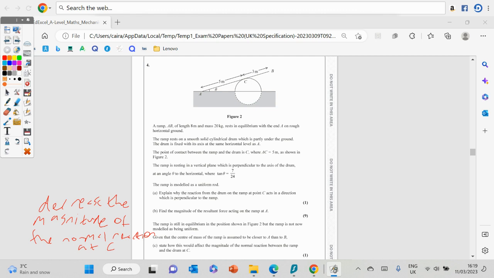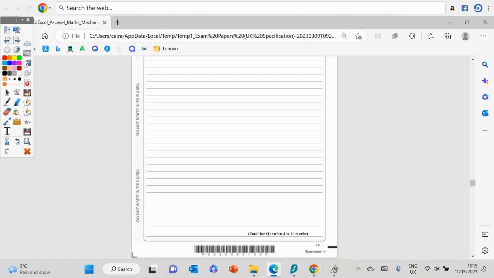Decrease in our reaction at C because you have a lower moment. Okay. And again, it's only worth 1 mark, so if you put increase, it's not 2. It's not the end of the world, it's only 1 mark. Alright.